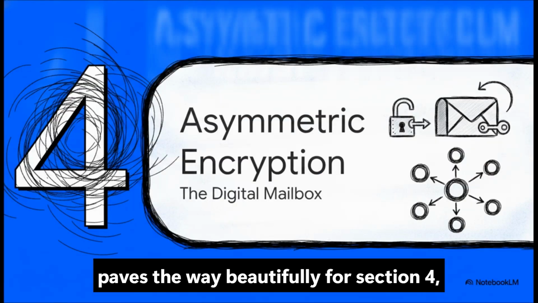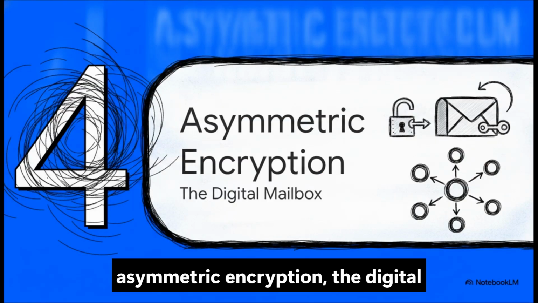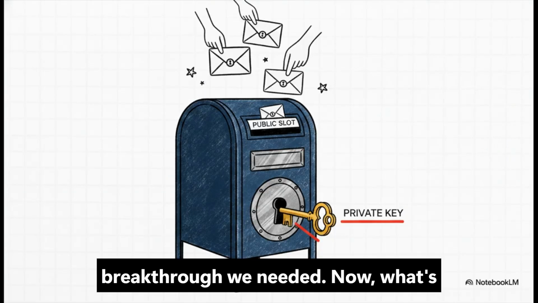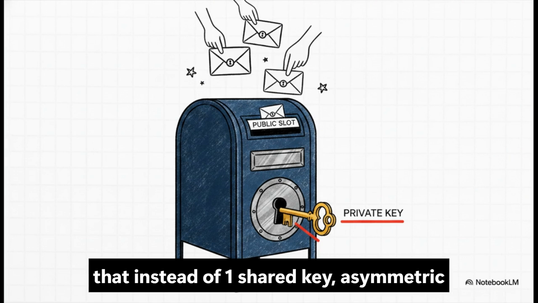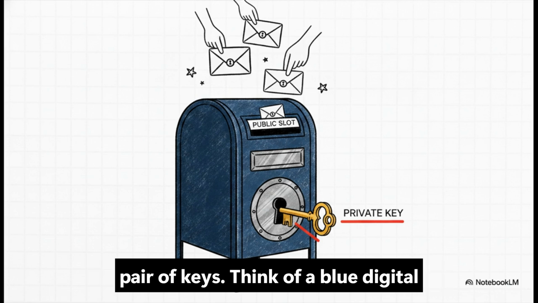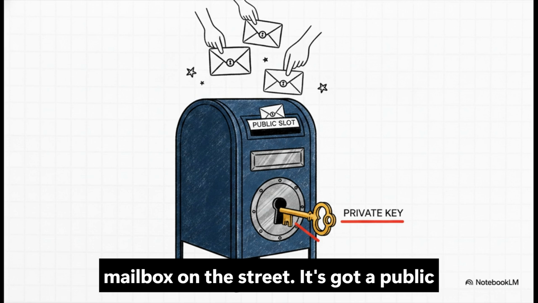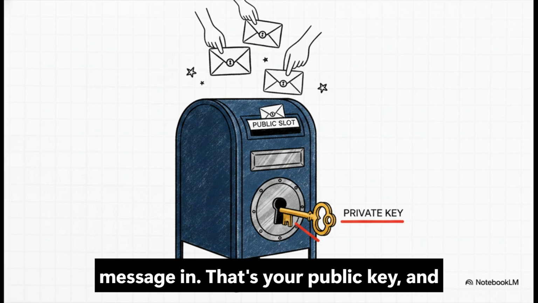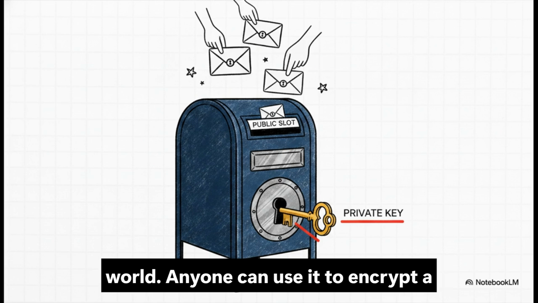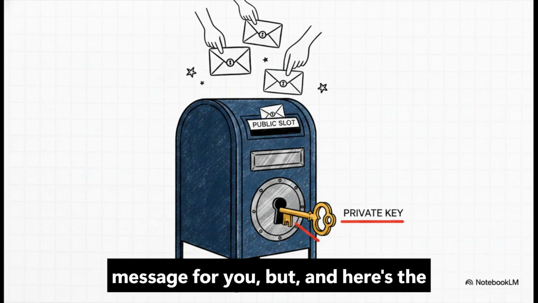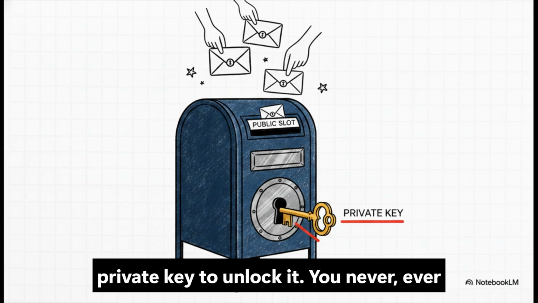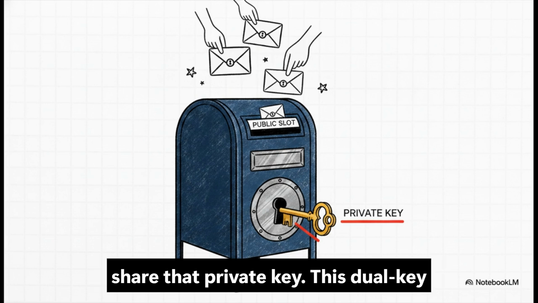Which paves the way beautifully for Section 4, asymmetric encryption, the digital mailbox. This was the triumphant breakthrough we needed. Now, what's really interesting about this approach is that instead of one shared key, asymmetric encryption uses a mathematically linked pair of keys. Think of a blue digital mailbox on the street. It's got a public slot where absolutely anyone can drop a message in. That's your public key, and you can share that freely with the whole world. Anyone can use it to encrypt a message for you. But, and here's the magic, the mailbox has a solid steel door at the bottom, and only you hold the private key to unlock it. You never ever share that private key.